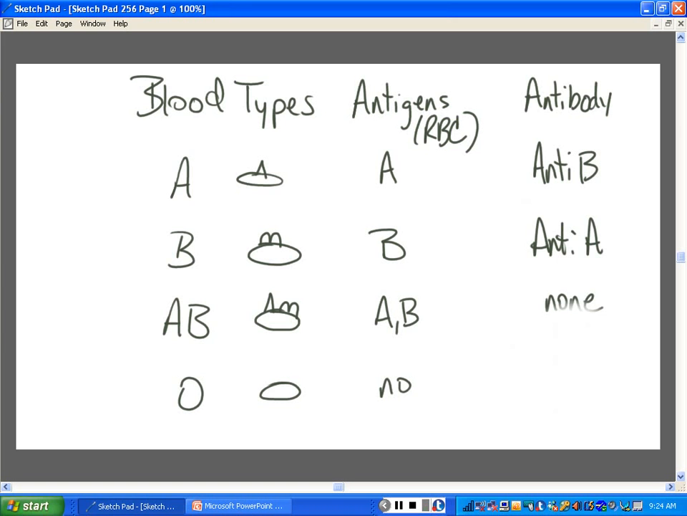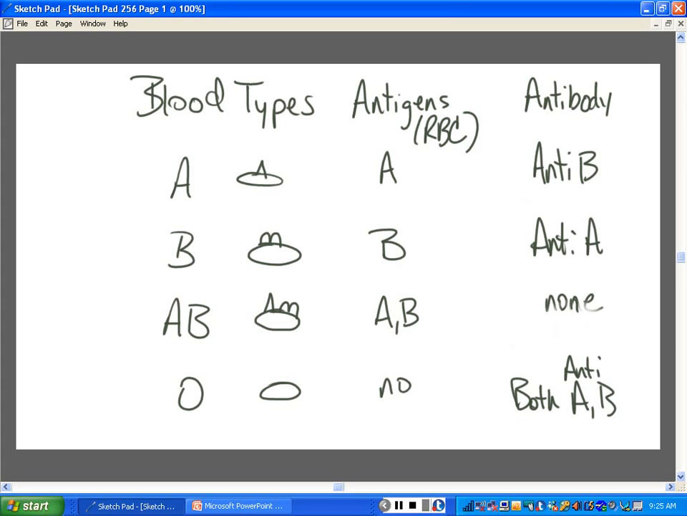Okay. Type O has naked cells, so they can have this floating around, and they can have this floating around, and it's got nothing to stick to. Do you guys see that? Type O, therefore, has what? Both the anti-A and anti-B antibodies. And that's blood types. That's easy.